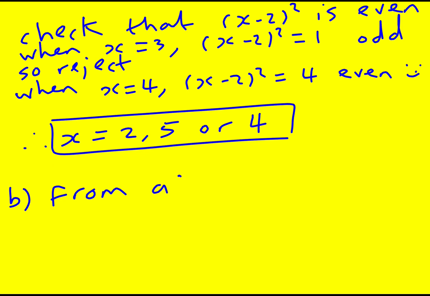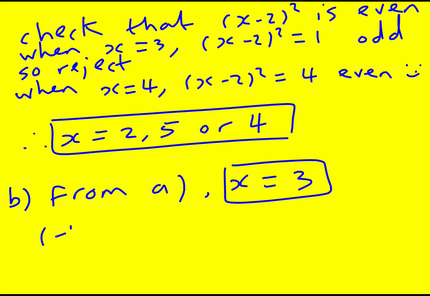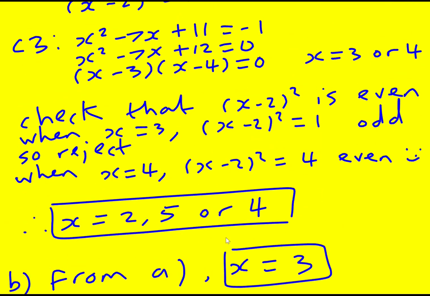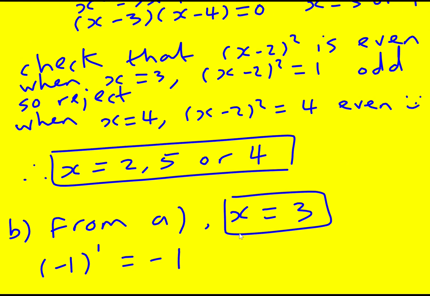So from A, x is going to equal 3 because we had minus 1 to the power of 1, which gives minus 1. So I don't think we need to write any more, like we've actually already done all the working. Okay, good.